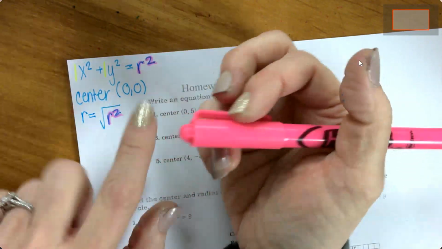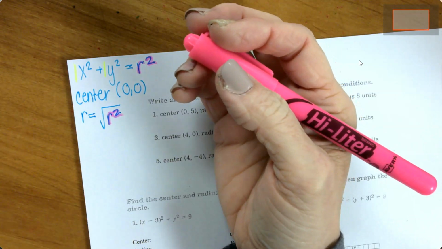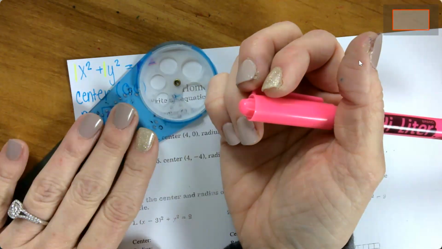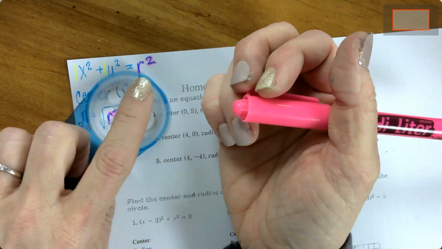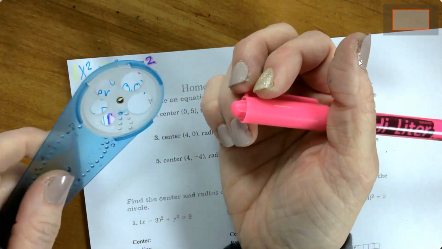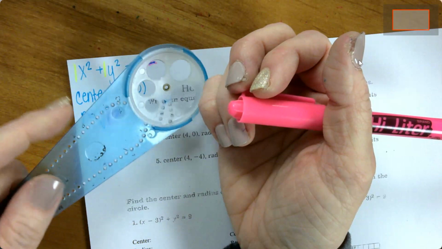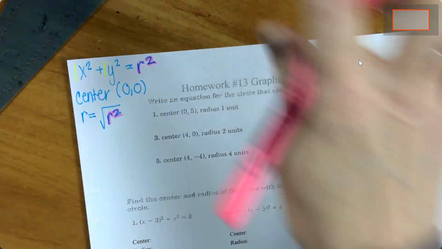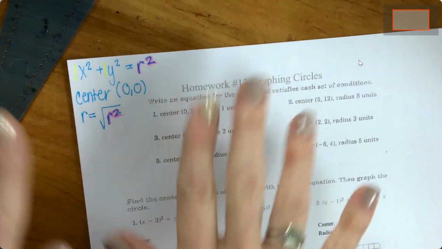Okay, over here, I want you to write this down. Are you ready? x minus h in parentheses, and then square that. And then y minus k, and then square that. And then you're still going to have r squared on the end.